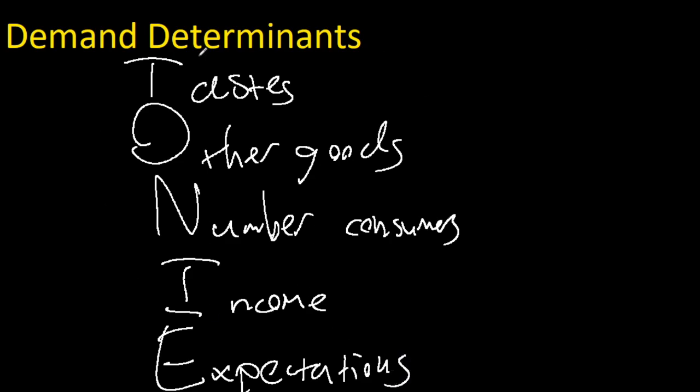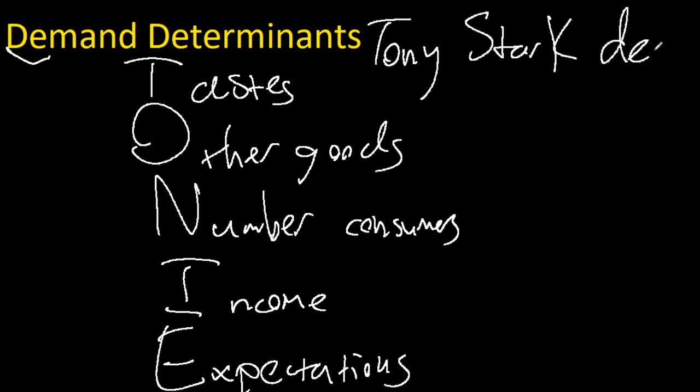expectations. So with Tony, one way you could remember that these determinants are for demand is, if you haven't watched Endgame, pause the video, but Tony Stark, dead. If you just remember Avengers Endgame, then you pretty much got it.